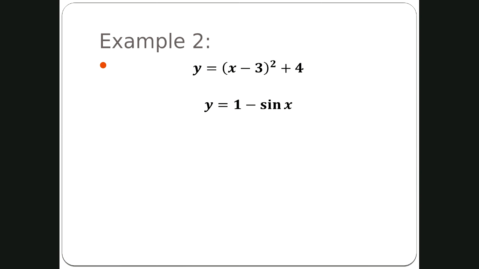So your parent function, first of all, tell me your parent function: y equals x squared. You're going to get a mark for that. And then tell me 3 units shift to the right, so that's a horizontal shift to the right, and then you have 4 units shift upward.